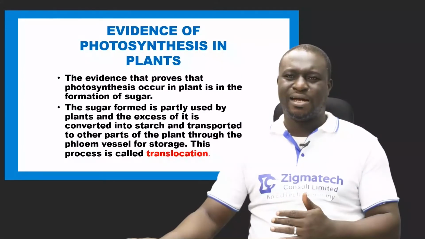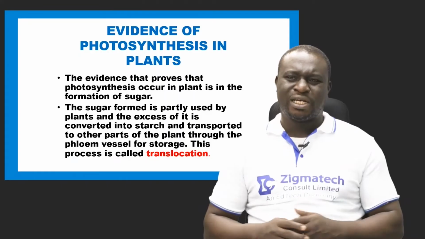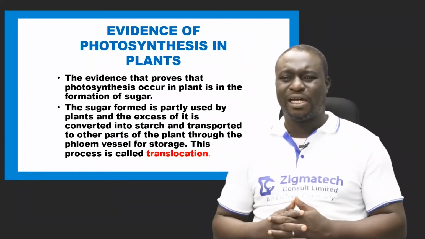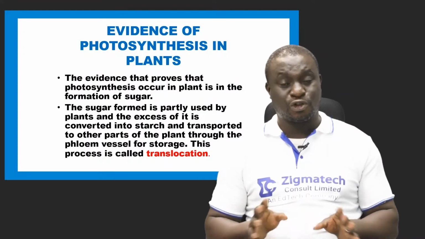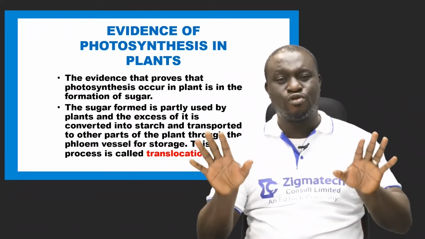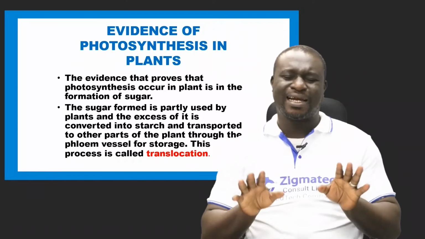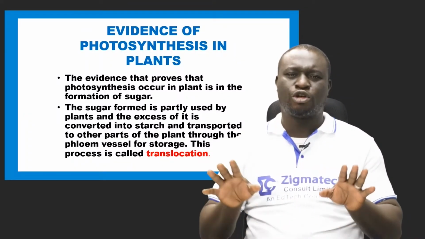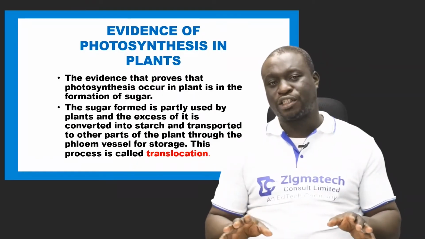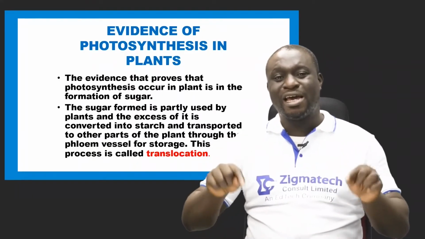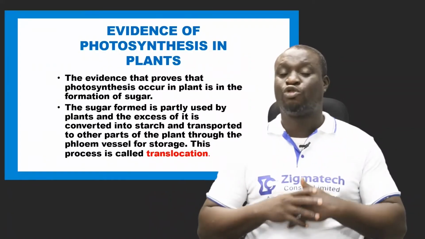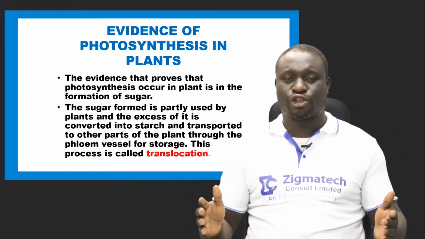We have evidence of photosynthesis. One of the major pieces of evidence that proves that photosynthesis has taken place in green plants is the formation of sugar. So in other words, if we want to check if a green plant has undergone photosynthesis, it simply means we have to test for starch or sugar.